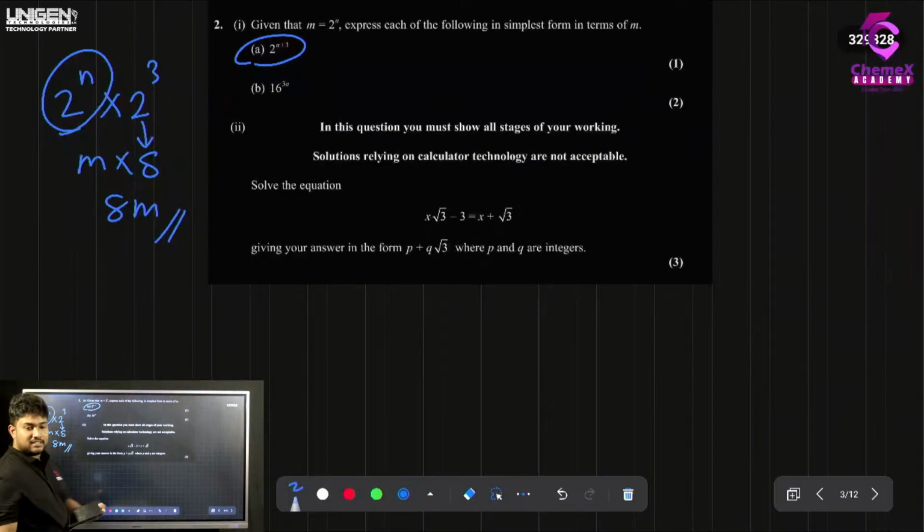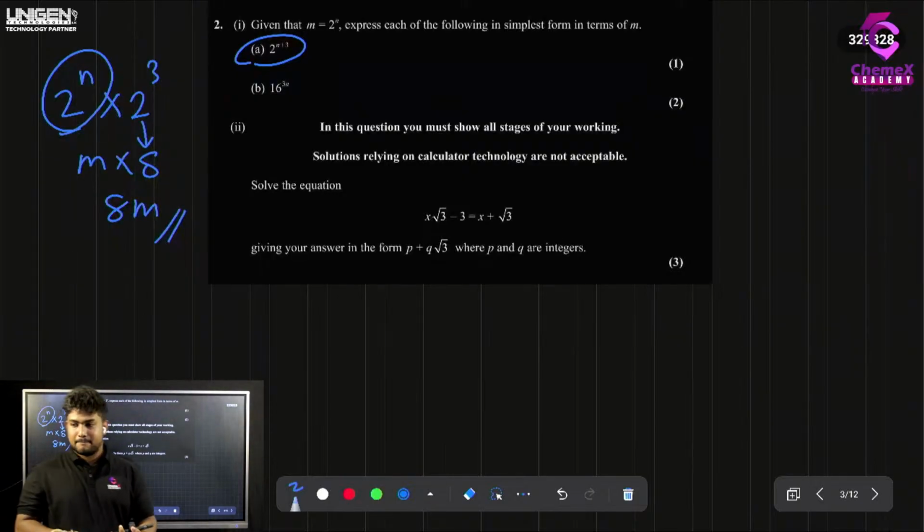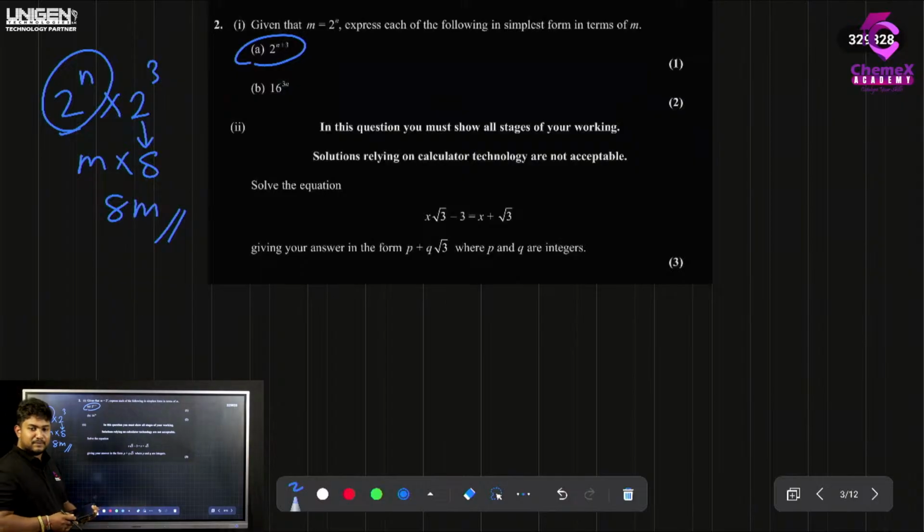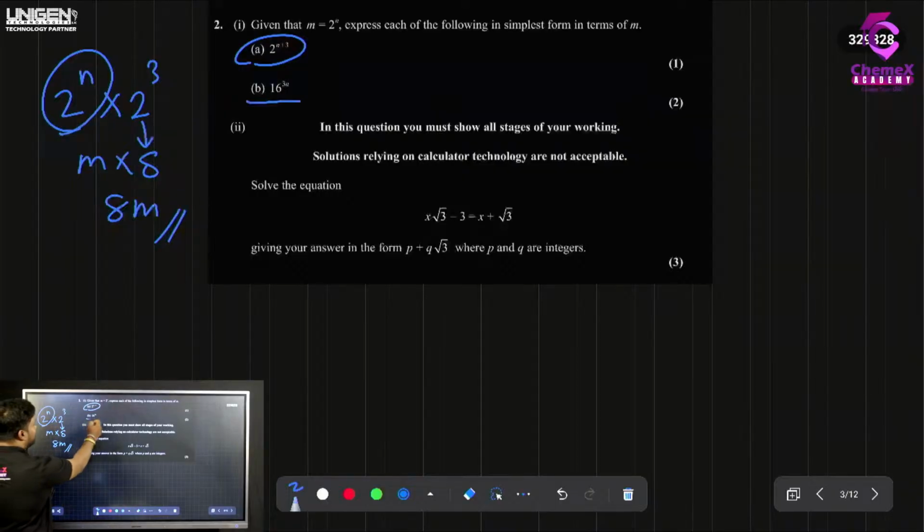Any doubts? Anyone not understanding how to get 8m for the A part answer? Any doubts you have? Nidusha, you have any doubts? Namil, any doubts? No, no. No, sir. Alright, so let's go with the B part then.